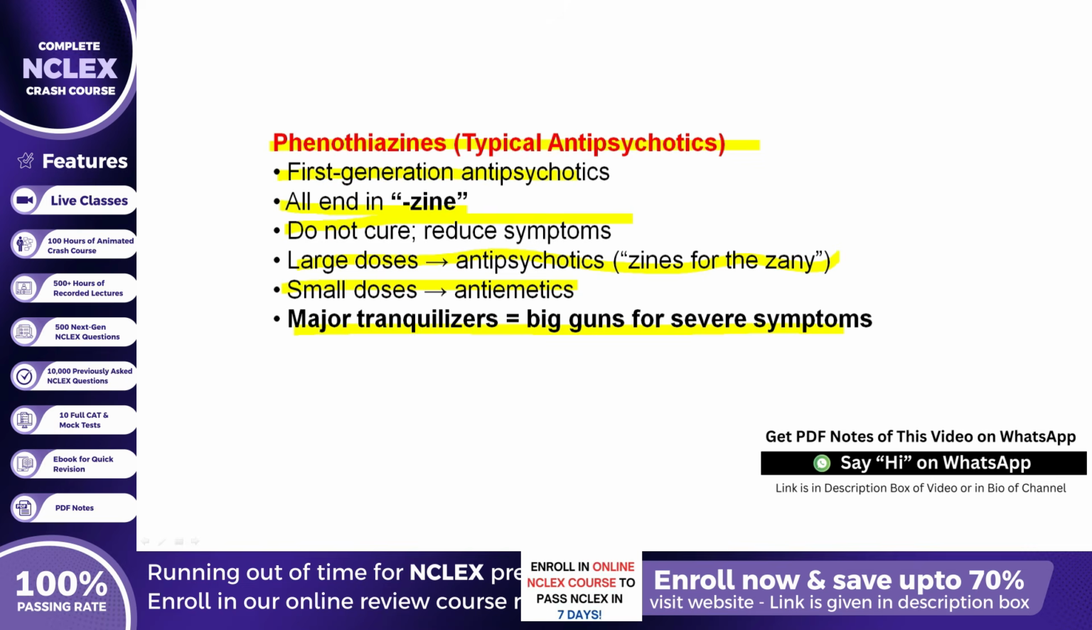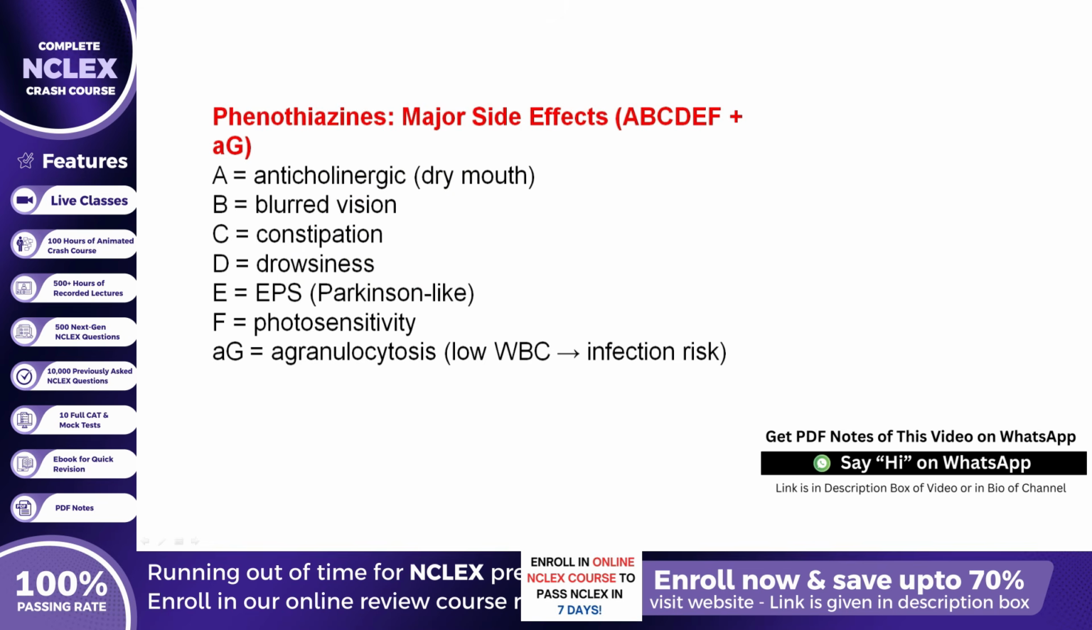Here, we walk through the major side effects of phenothiazines, remembered by the pattern A, B, C, D, E, F plus AG, and we go in order. A stands for anticholinergic effects such as dry mouth. B stands for blurred vision. C stands for constipation. D stands for drowsiness. E stands for extrapyramidal symptoms, which appear Parkinson-like. F stands for photosensitivity. And finally, a G reminds us of agranulocytosis, meaning low white blood cell count and an increased infection risk.